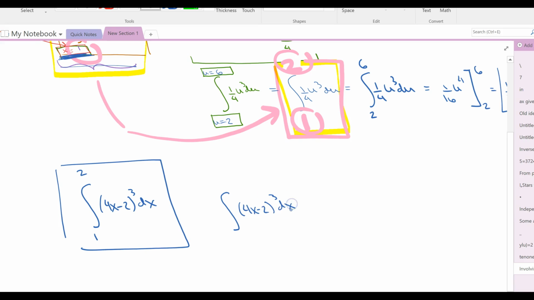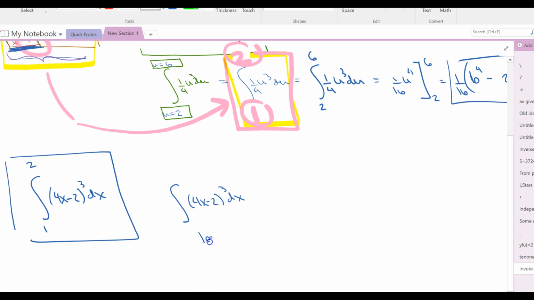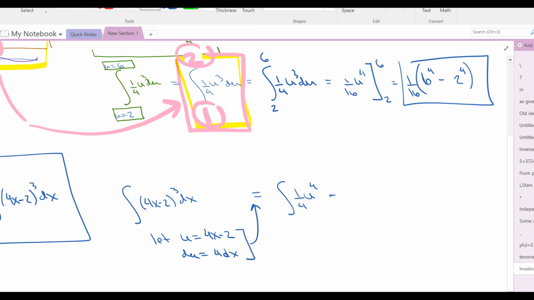They say, okay, let's deal with the indefinite integral. Let u equal 4x minus 2, du equals 4 dx. Then when I sub back in, what this allows me to get is the indefinite integral of 1/4 u cubed, pardon me, 1/16 u to the 4th.